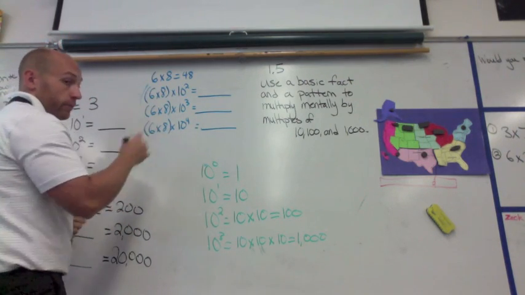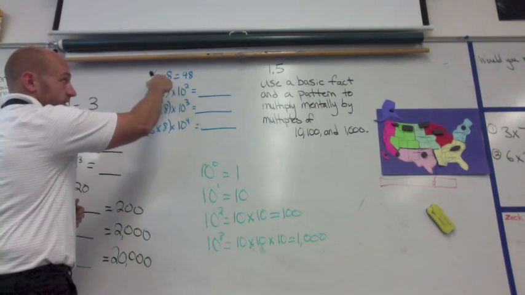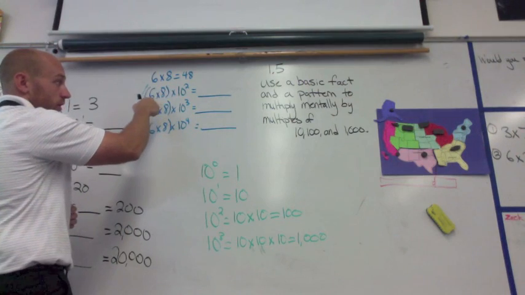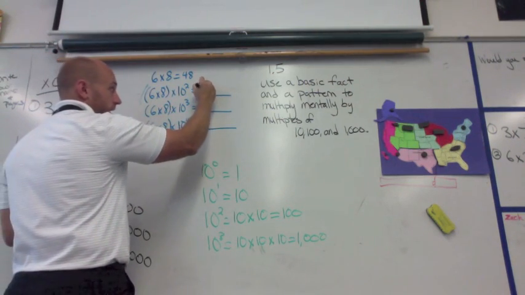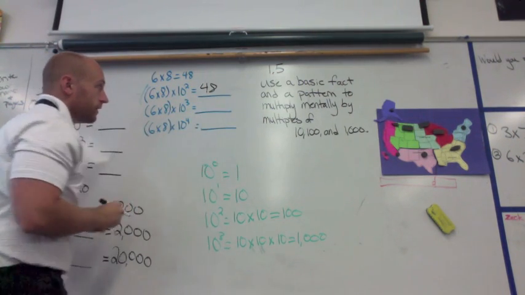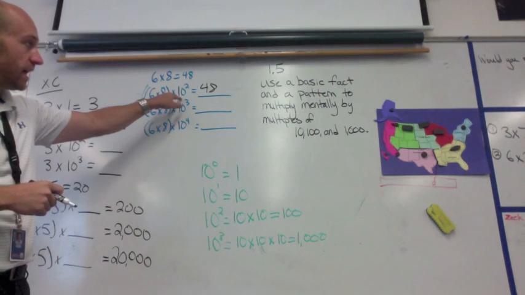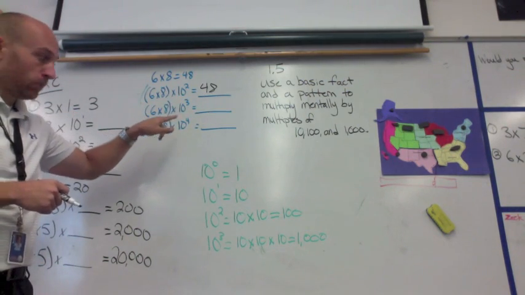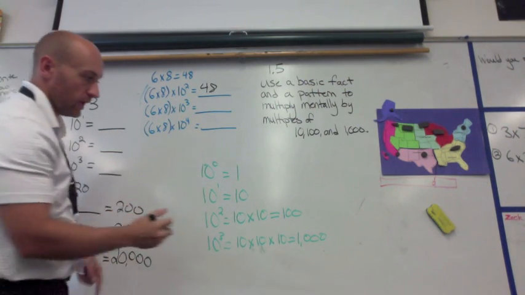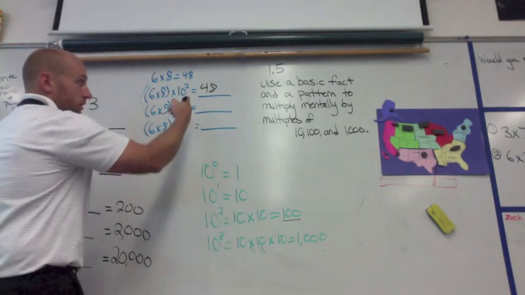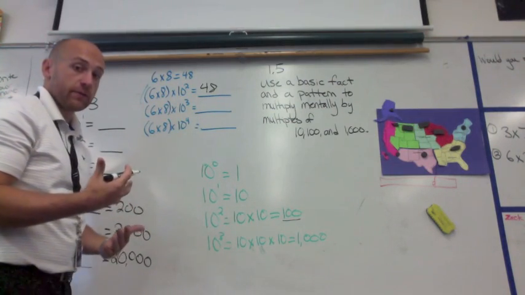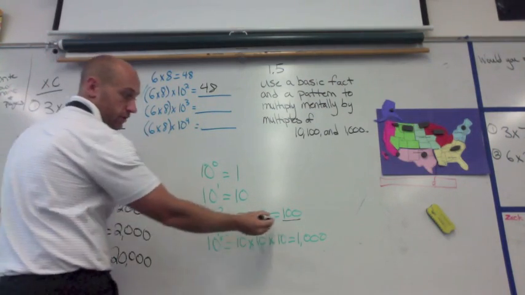So with this problem, we'll walk through this problem. This problem starts with 6 times 8 is 48. So here we go, 6 times 8, we're just going to put 48. And then we're going to times it by the exponent of 10 to the power of 2. Well, 10 to the power of 2 is 100. So how many zeros do we need to add if we times it by 100? We need to add 2, because there are 2 zeros in 100.